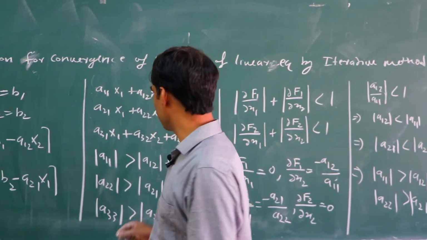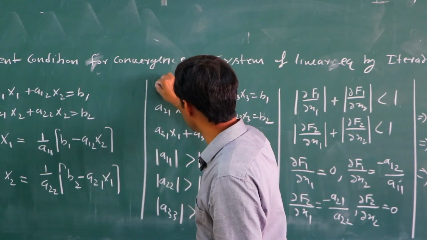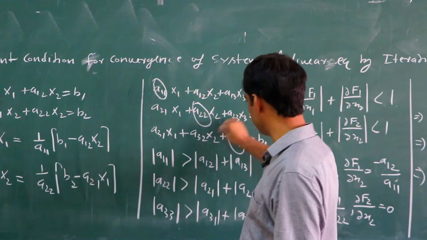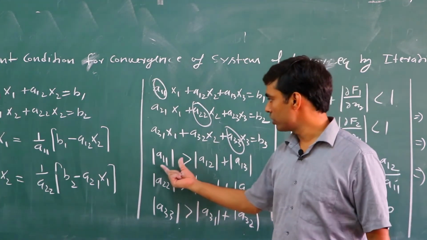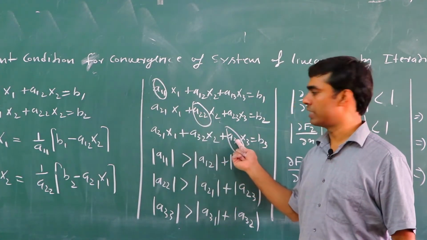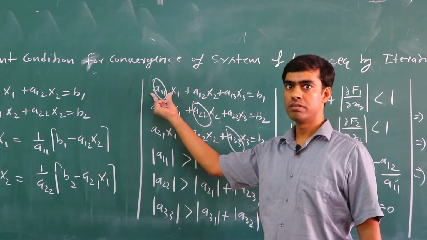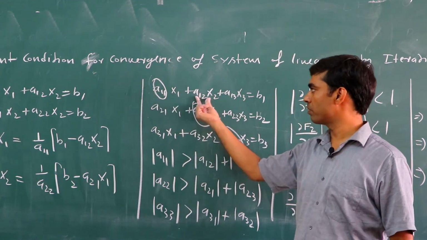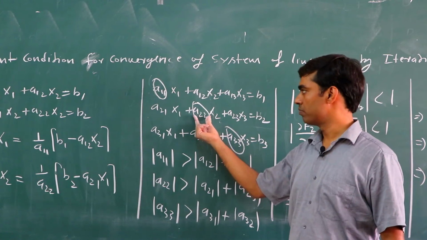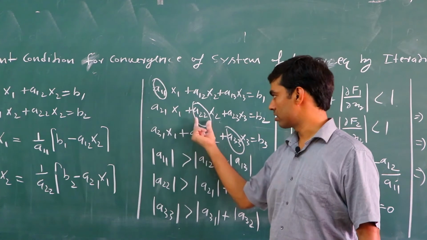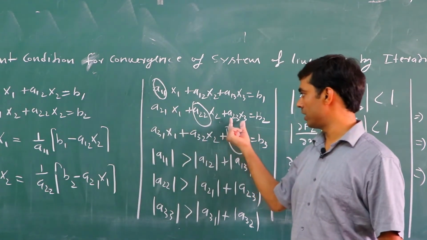So if we closely observe, these are the diagonal elements: A11, A22, A33. This one is called diagonally dominant. It means the mod of a diagonal element must be greater than the sum of the mods of the other values. The mod of A11 must be greater than the sum of the mods of A12 and A13.